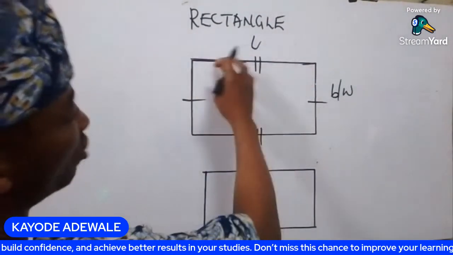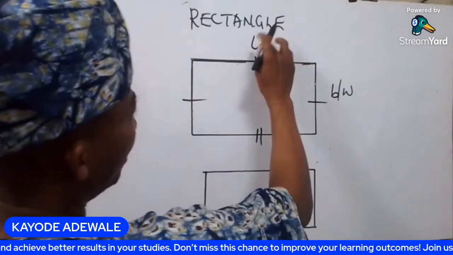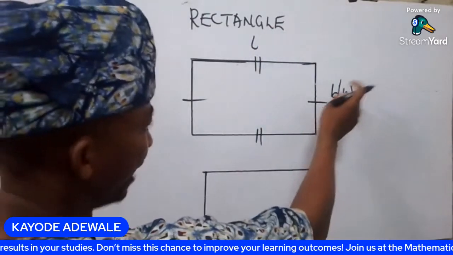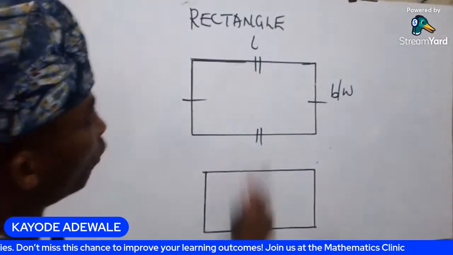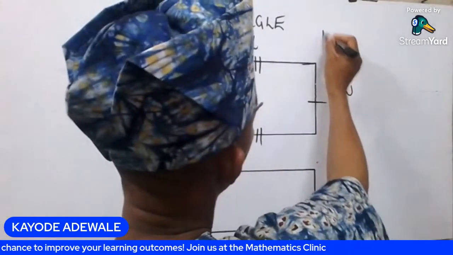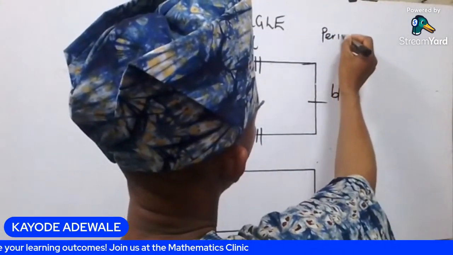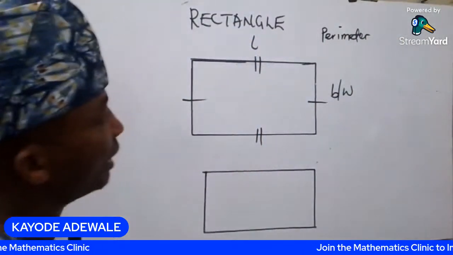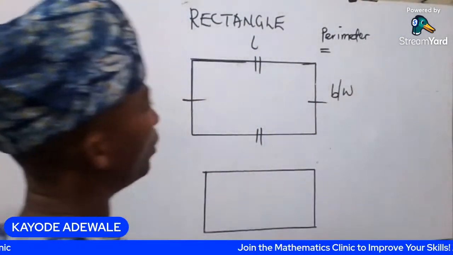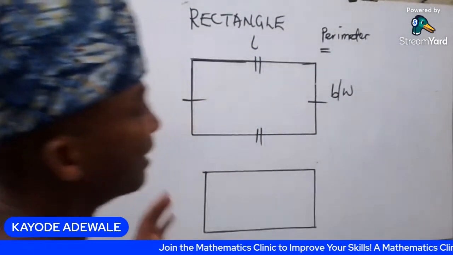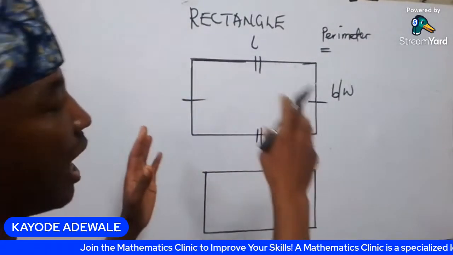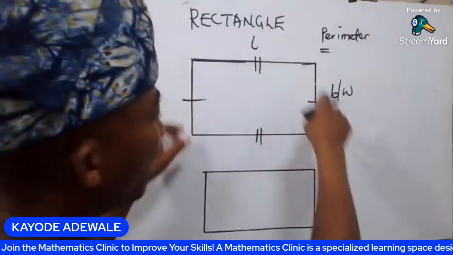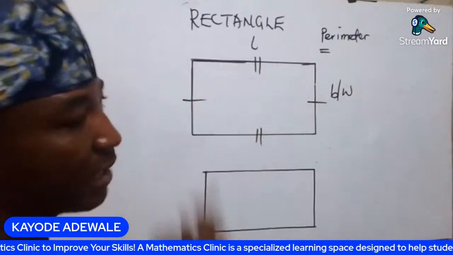The longer side is what we refer to as the length, while the shorter side is what we call the breadth, or the width. Now, the first thing we are going to do is find the perimeter of a rectangle. In finding the perimeter of a rectangle, we want to look at the total addition of all the outside boundaries of this rectangle.